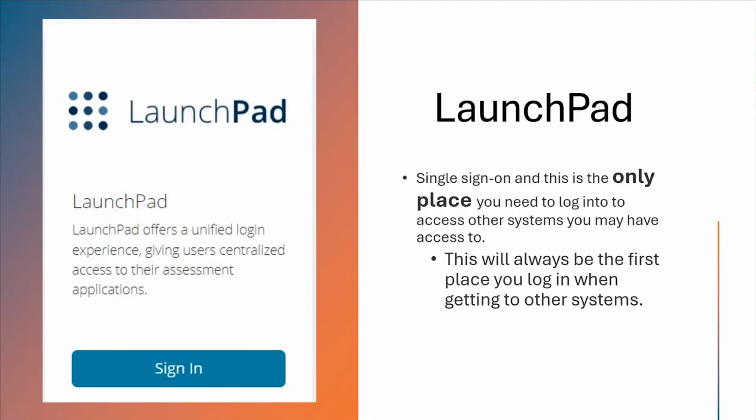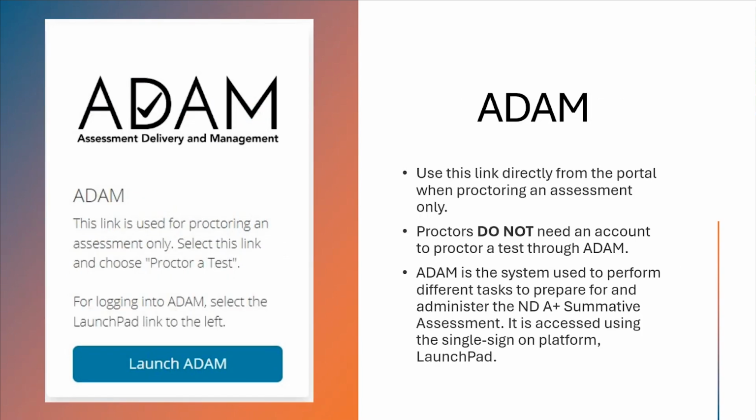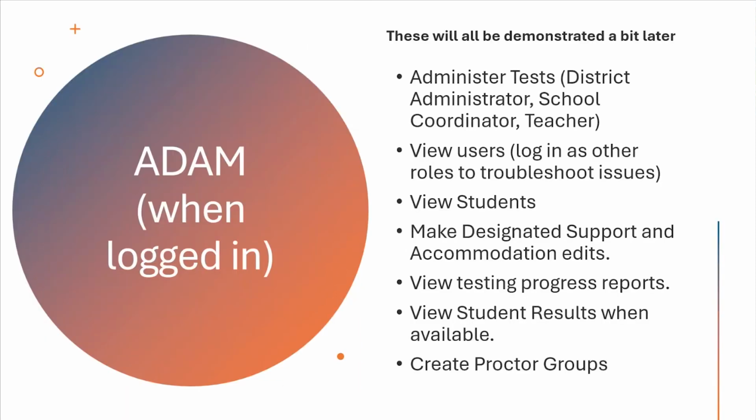Launchpad is your single sign-on. So if you have access to these systems, you will always sign in to Launchpad first, and then you will link to any other system you have access to in your Launchpad dashboard. The main system you will have access to, if you do have an account, will be the Atom system. That's where you're going to manage all of the pieces of the test, so users and students, and make accommodation edits, these types of tasks. We're going to go through each one of these and how to complete them when I'm demoing live in the Atom system.